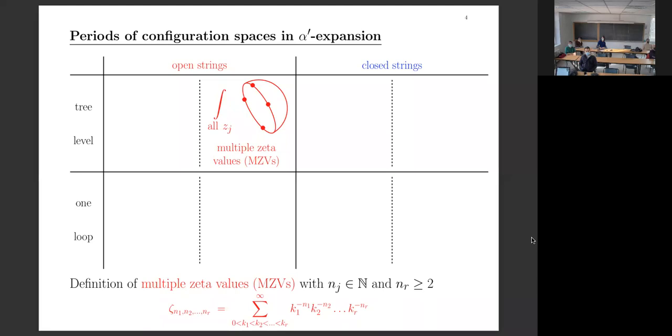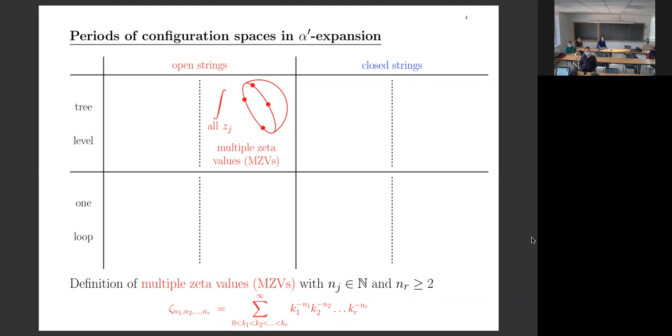And I will be working at fixed complex structure moduli, so I will only integrate over the punctures. And the formal way of saying that is configuration space. We will investigate the periods of configuration spaces, which is the result of integrating punctures. And in the simplest case, you integrate the punctures on a disk boundary.